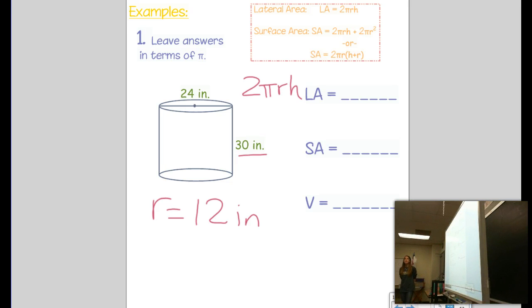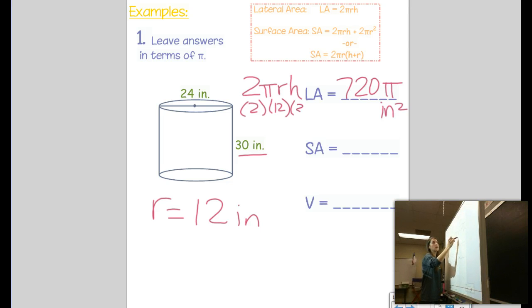Brett, what'd you get for the lateral surface area? 720 pi. Yeah, okay, good. 720 pi. And then your units would come afterward. Inches squared. How do you get 720? He did 2 times 12 times 30. And then you don't forget to attach the pi.